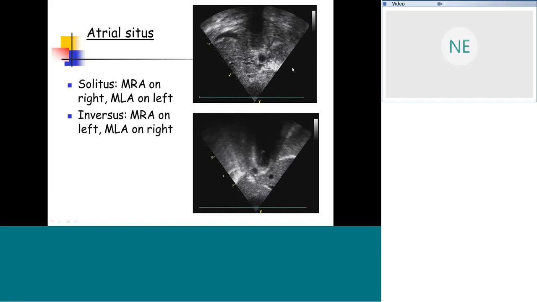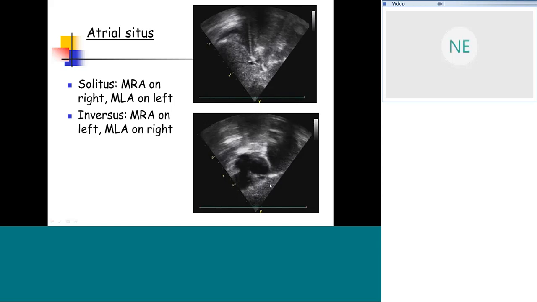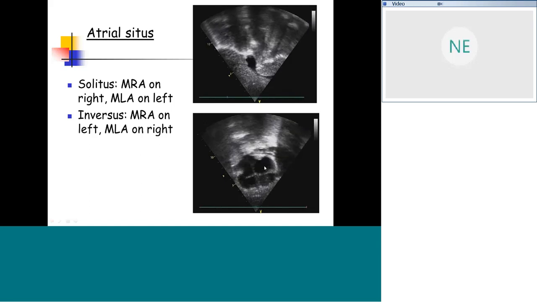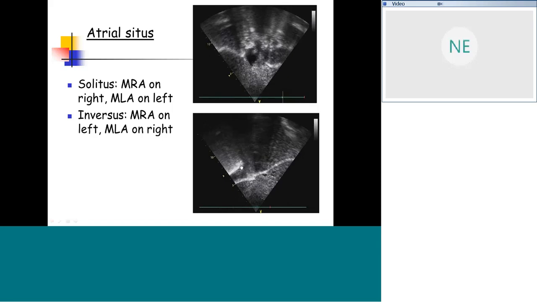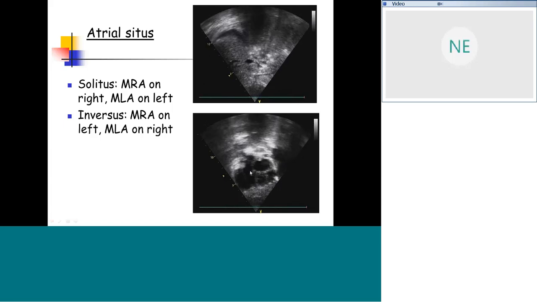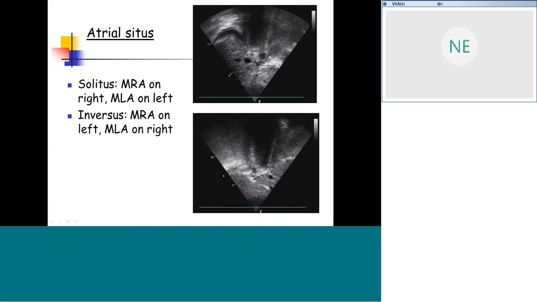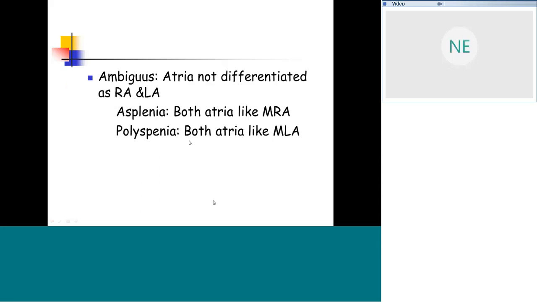This is situs solitus. And situs inversus is in the second figure, where you can see the IVC and hepatic veins going to the left-sided atrium and the pulmonary veins going to the right-sided atrium, though in this figure we are not appreciating the appendages very clearly. So this is atrial situs solitus and situs inversus, but sometimes you may not be able to differentiate the right and the left atrium. Then you will term this condition situs ambiguous.